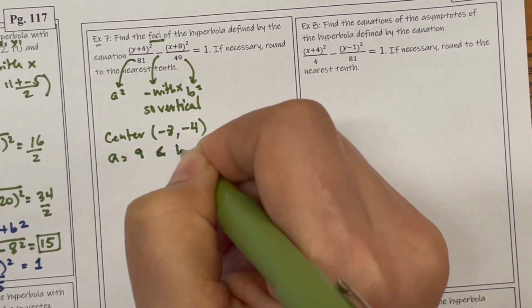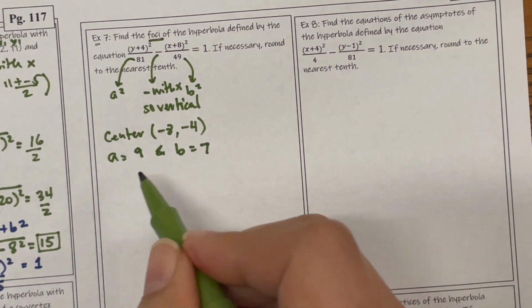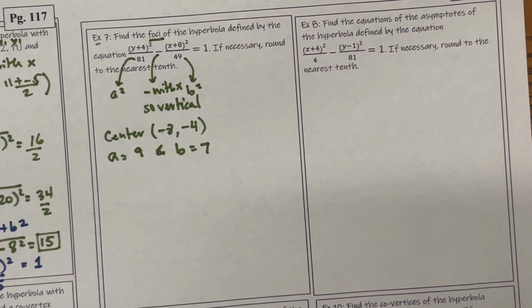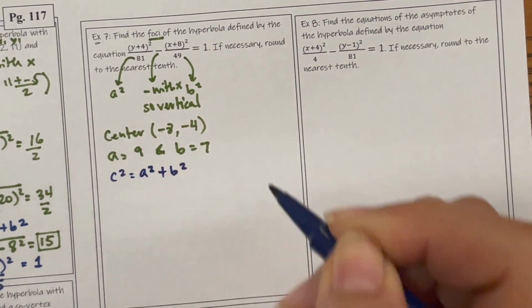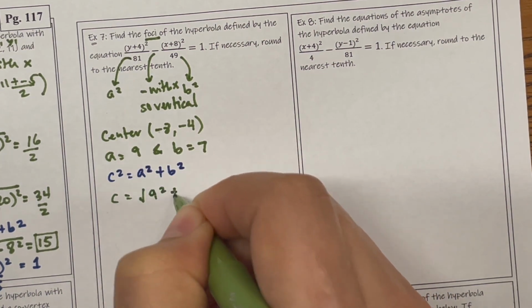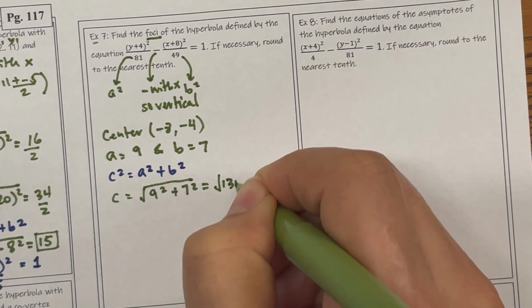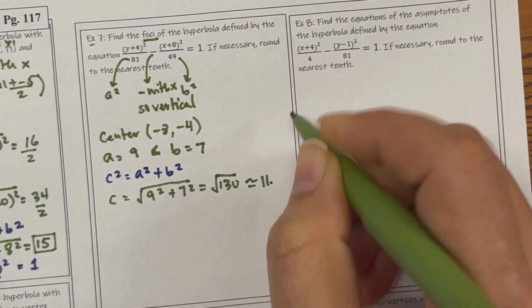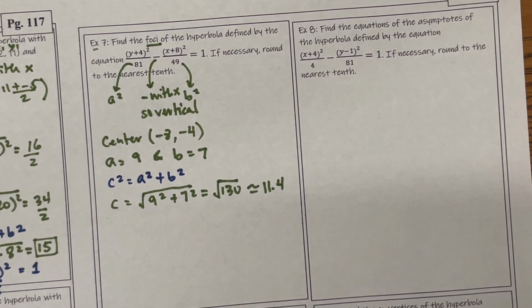A is equal to the square root of 81, which is 9. B is the square root of 49, which is 7. All right, using c squared is equal to a squared plus b squared, because I'm looking for the foci, so I need c, right? Plugging in the numbers I have, c is the square root of a squared, which is 9 squared, plus b squared, which is 7 squared. And that's going to give me the square root of 81 plus 49, which is 130, roughly 11.4. Okay, so that's the distance C.